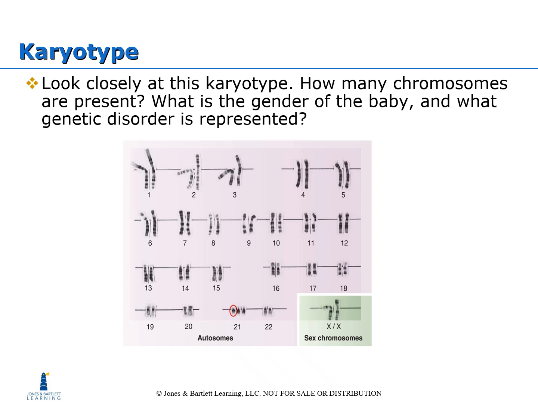Look closely at this karyotype. How many chromosomes are present? What is the gender of the baby and what genetic disorder is represented? The genetic disorder here is Down syndrome because of the trisomy 21, 3 copies of chromosome number 21.